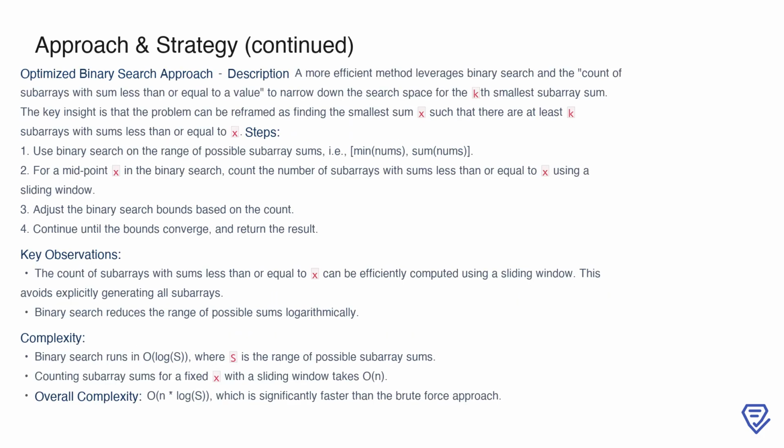A more efficient solution lies in utilizing a binary search approach combined with a sliding window technique. The key insight here is to reframe the problem. Instead of explicitly generating all subarrays and their sums, we focus on finding the smallest sum x such that there are at least k subarrays with sums less than or equal to x. To do this, we perform binary search over the range of possible subarray sums, which spans from the smallest element in nums to the total sum of all elements in nums.